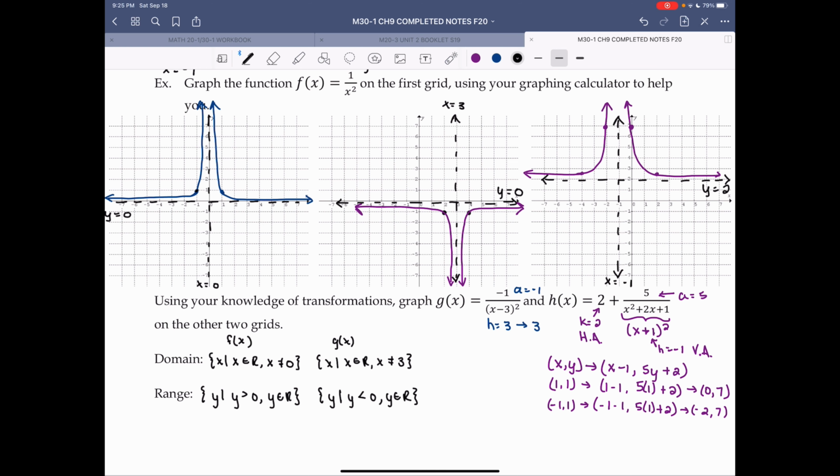And finally, for h of x, we have all x values except the vertical asymptote of -1, so x such that x is an element of the real numbers, but x cannot equal -1. And the range is y such that we have all y values greater than the horizontal asymptote of 2, so y is greater than 2, and y is an element of the real numbers.